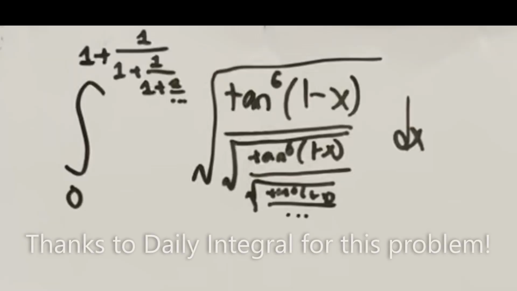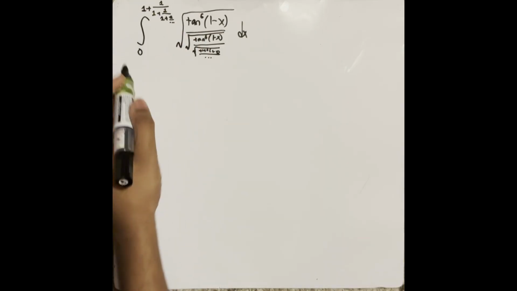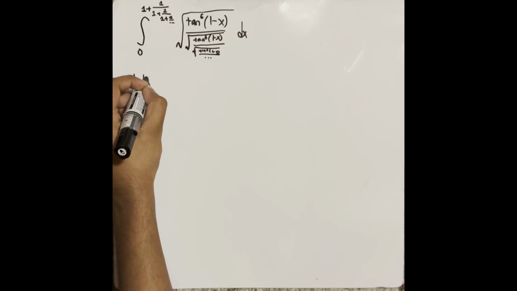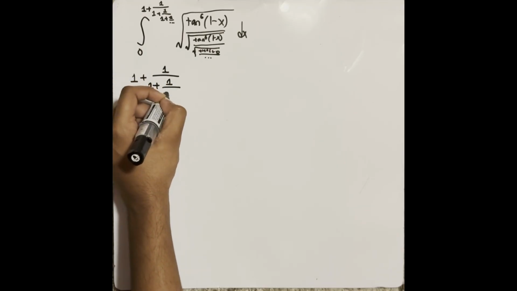In this video, we're going to be solving the integral from 0 to 1 plus 1 over 1 plus 1 over dot dot dot of square root of tangent to the sixth of 1 minus x over square root tangent to the sixth of 1 minus x and on and on and on dx. So first, let's focus on the upper limit of integration since that's not in a ready form. We're going to have to convert it into a definite form.